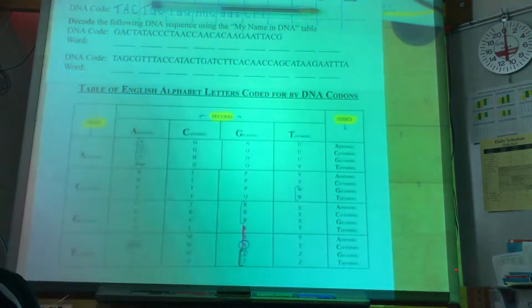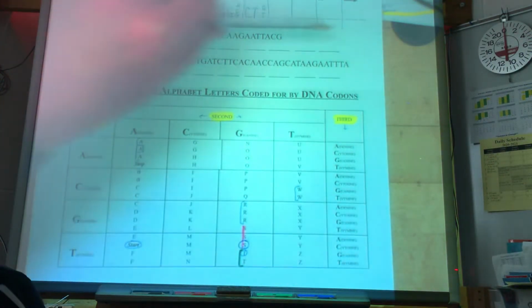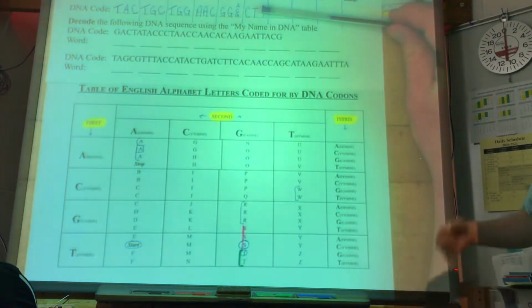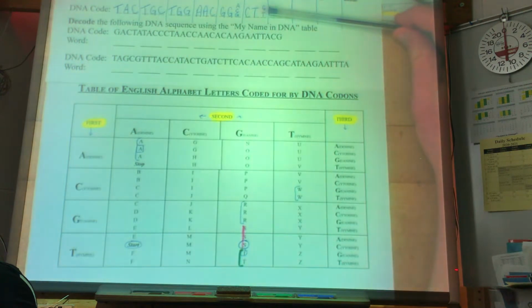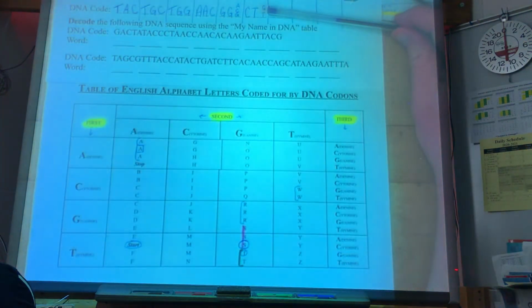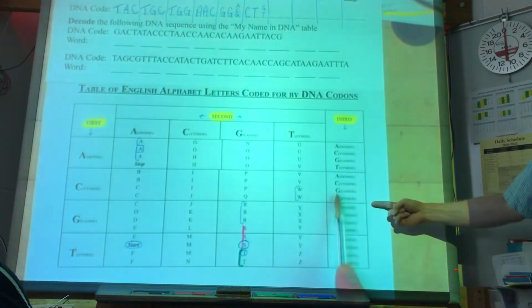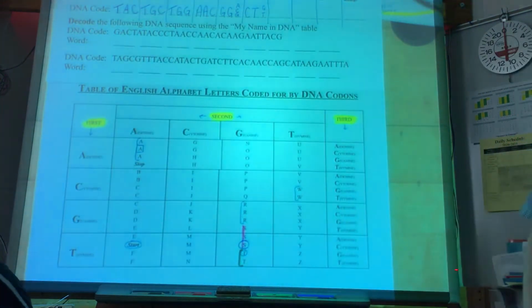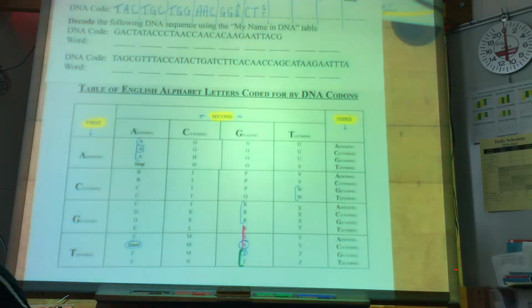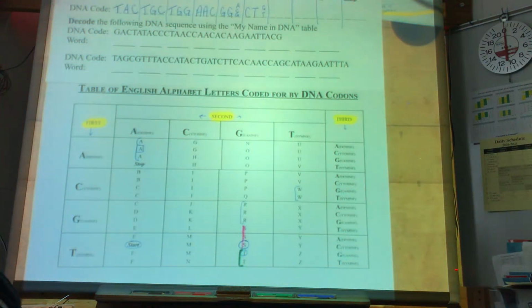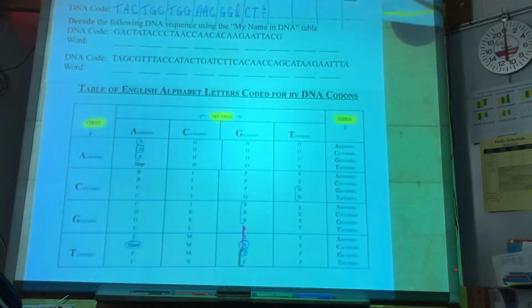Okay, so if it's a W, the first letter would have to be followed by a T, and then your two last letters could be either of the options. What could be the third letter? Try the last couple on your own. Code for the A, then the R, then the S, and then find the stop codon and make sure you code for the stop.